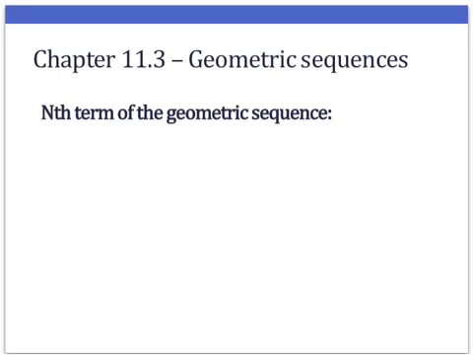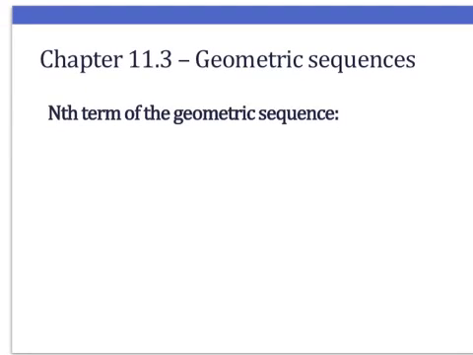If you remember from a previous lesson, we've discussed sequences. We've discussed arithmetic sequences where you add a common difference between each term, and geometric sequences where you multiply a ratio. And just as a review, the ratio is r equals T2 divided by T1.